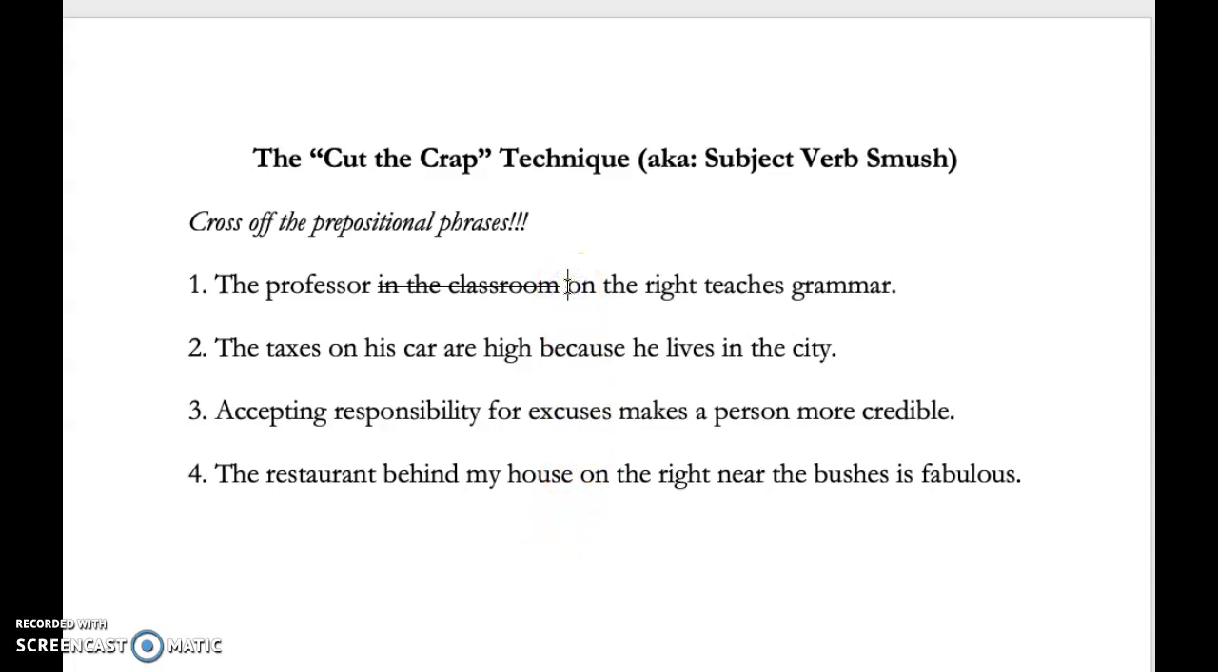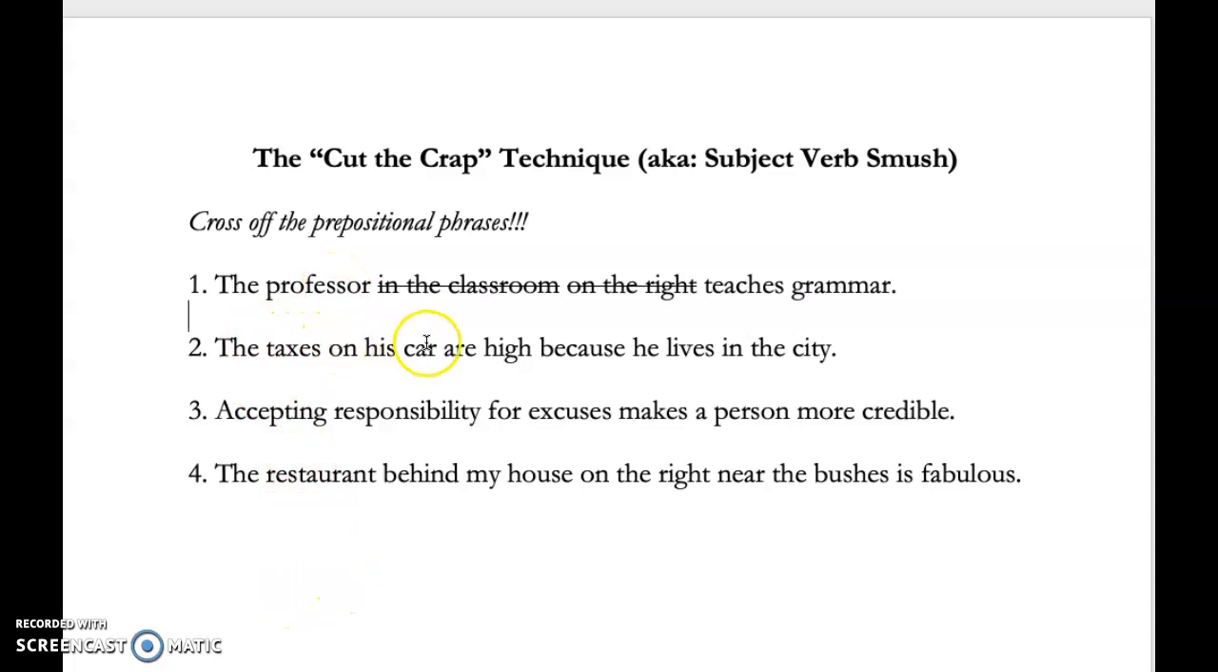On is another preposition, like the coffee's on the table, right? On, you would say on what? On the right is the answer to that question, so I can cross it off. And now I can smush my subject right up against the verb. The professor teaches. Professor is singular. Singular verbs take S, so this is a correct singular verb to go with the subject professor.